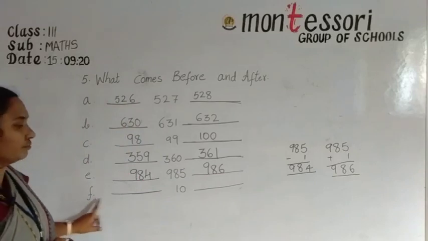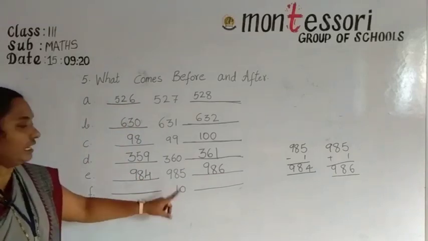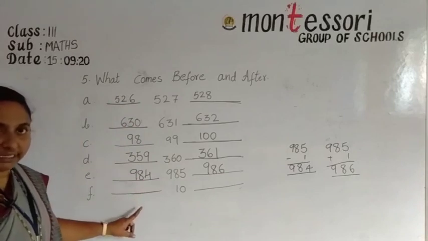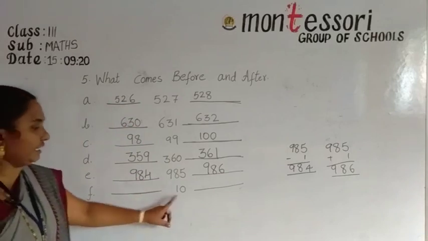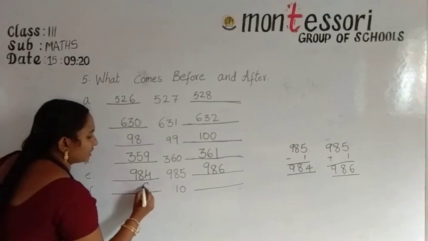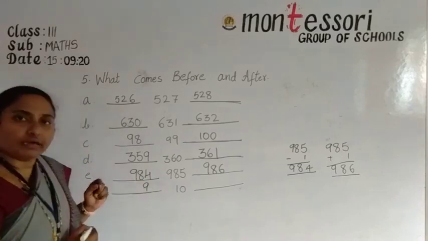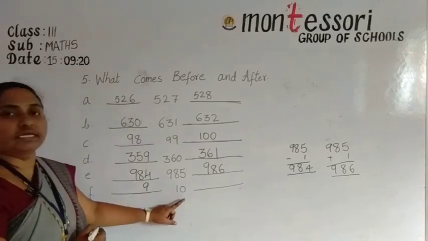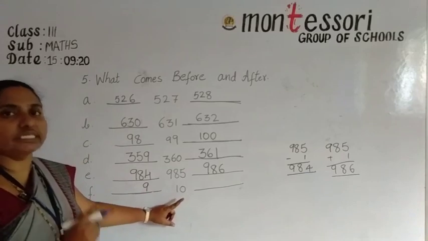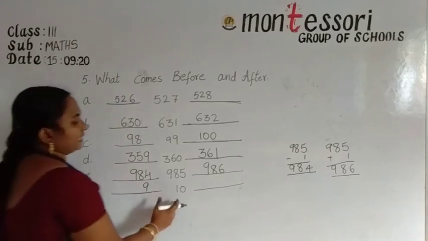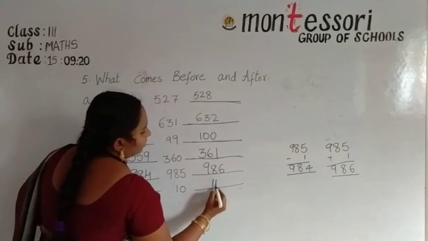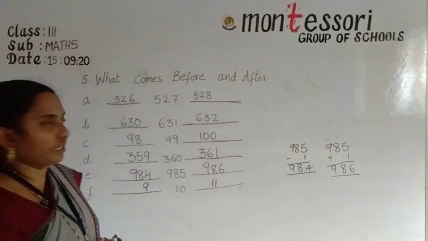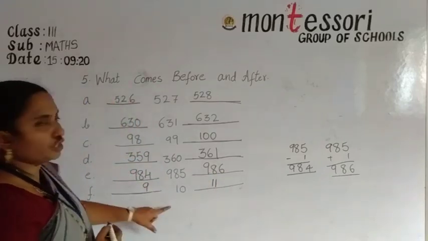And at the last, the number given here is 10. The number that just comes before 10 is 9. We know that. 10 minus 1, 9. The number that comes just after 10, 10 plus 1, 11. So these are the problems given in your textbook.